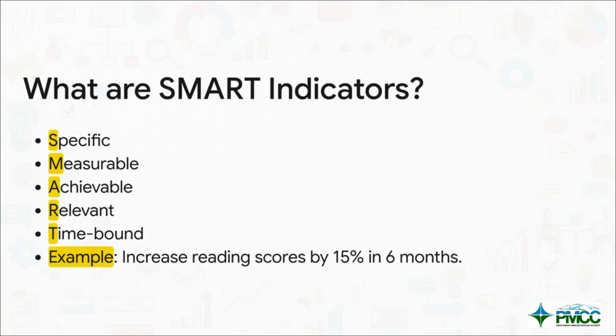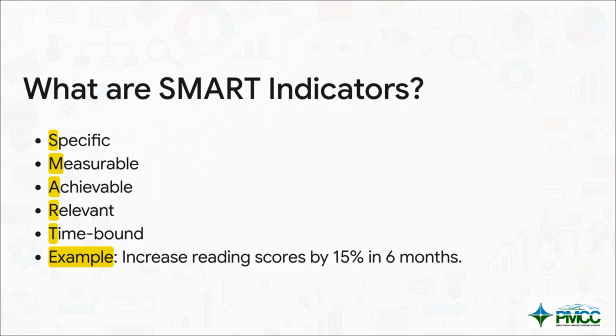So once you have your plan, you need to know what success actually looks like. That's where SMART indicators come in. A huge mistake beginners make is setting a vague goal, something like improve literacy. What does that even mean? A SMART indicator makes it totally concrete. It's specific, measurable, achievable, relevant, and time-bound. This example is perfect. We know we want to increase reading scores by 15% for 100 students, and we want to do it in 6 months.